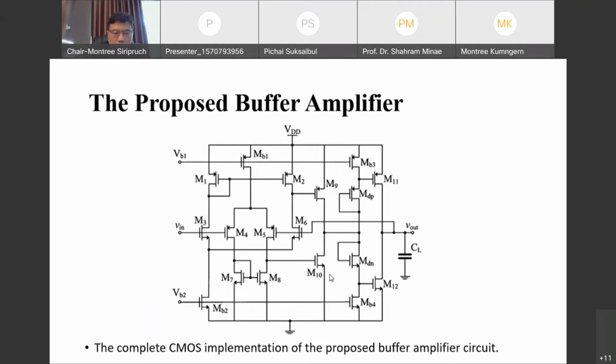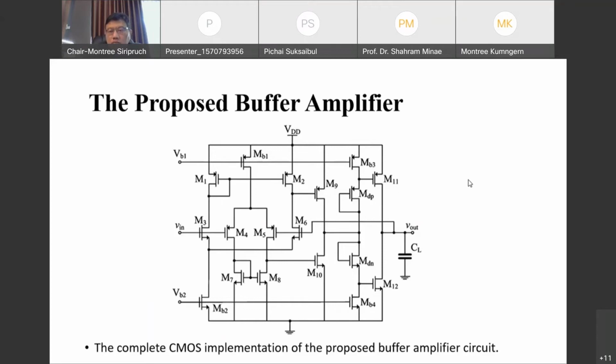M9 and M10 are used to boost the gain of the constant gm input stage. The M9 and M10 formed a basic common source amplifier stage. And finally, the circuit employs a high performance output stage, which is formed by the transistors at this part here, like this.